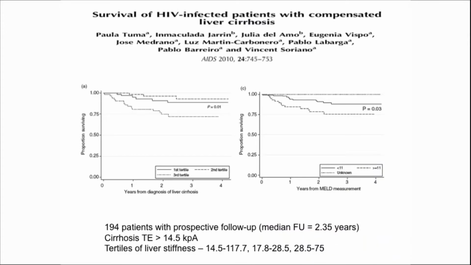And clearly there is now data to suggest that if you use Fibroscan cutoffs and transient elastography for cirrhosis, you can predict outcomes in terms of mortality and morbidity from end-stage liver disease. And so that really answers that question, that elastography is useful in terms of predicting clinical outcomes.